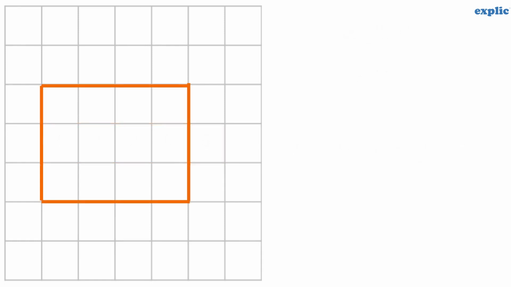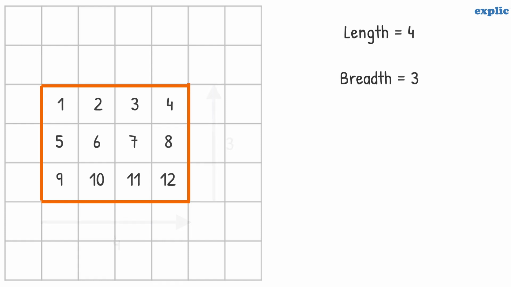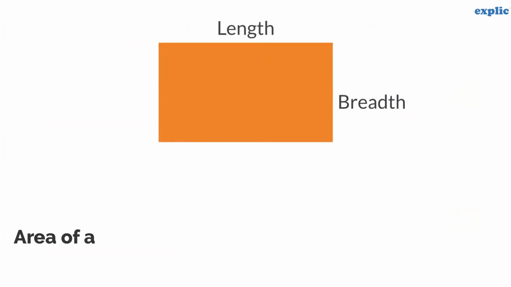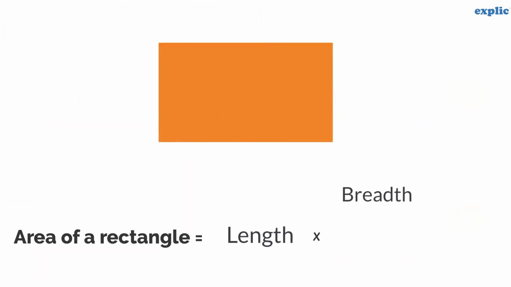Let's take another example and find out the length, breadth, and area. The length covers 4 squares and breadth covers 3 squares. Hence length is 4 and breadth is 3. Number of squares inside the rectangle is 12. Therefore, the area is 12. Did you notice that the area of the rectangle is the product of length and breadth? Therefore, the formula of the area of the rectangle is the product of length and breadth.